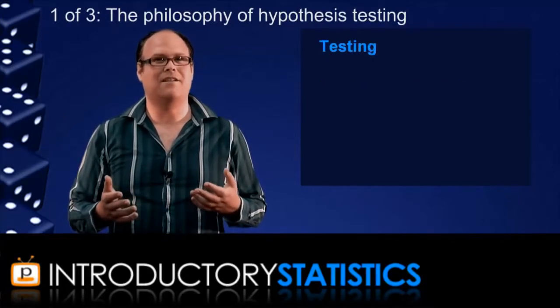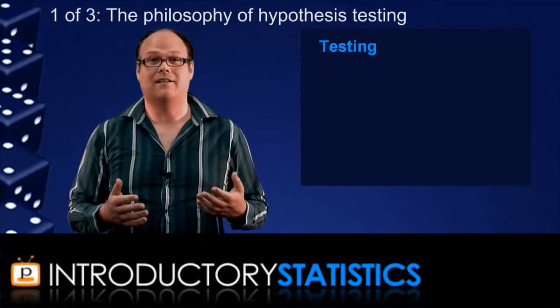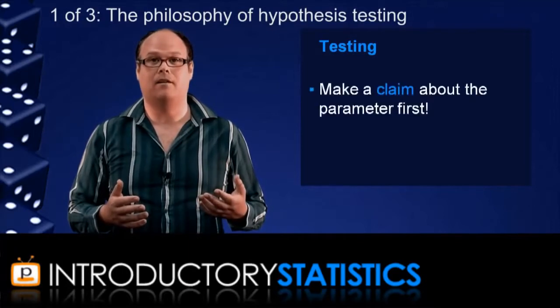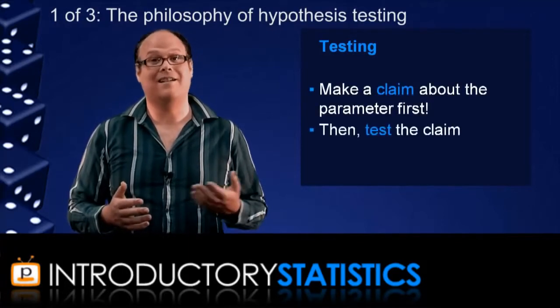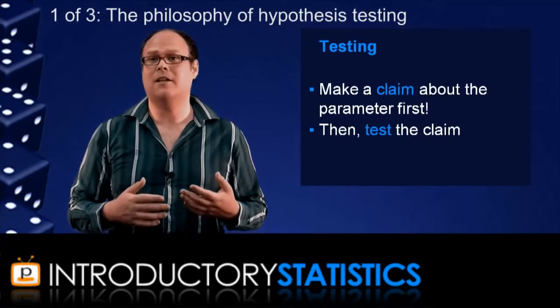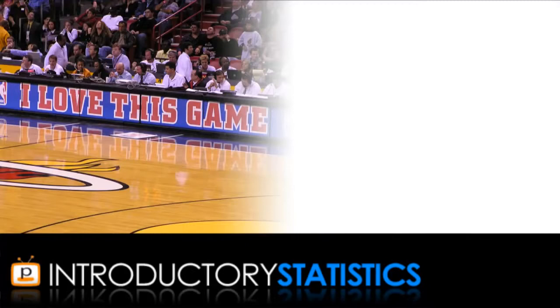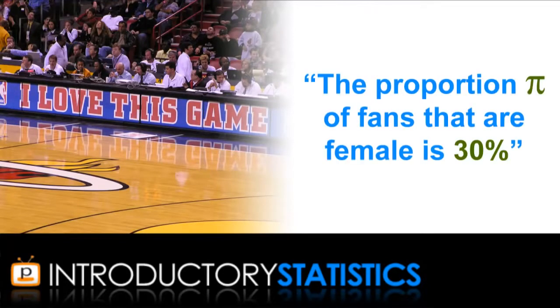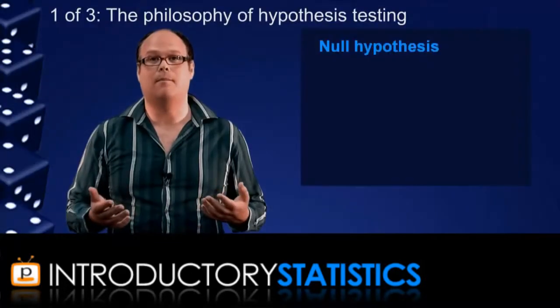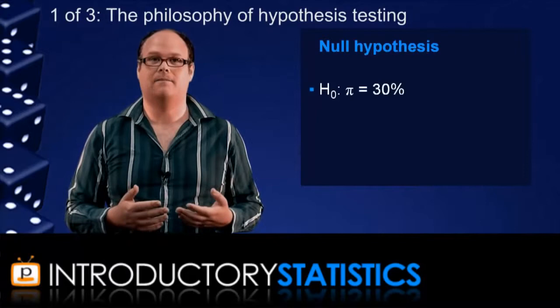In testing, it's a bit different. Before a sample is collected, someone makes a claim about the parameter, and then the sample is used to test the claim. For example, someone studying gender in sports might claim that of all fans attending national basketball games, the proportion that are female is 30%. This becomes the hypothesis for the test and is known as the null hypothesis and is written like this.